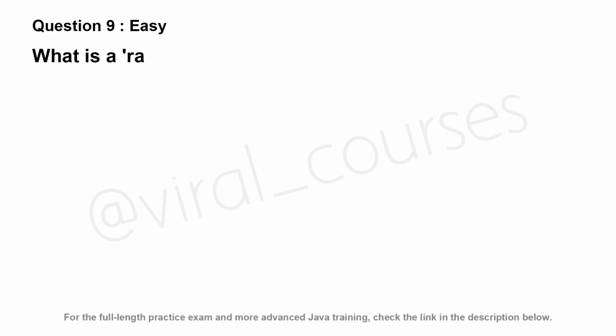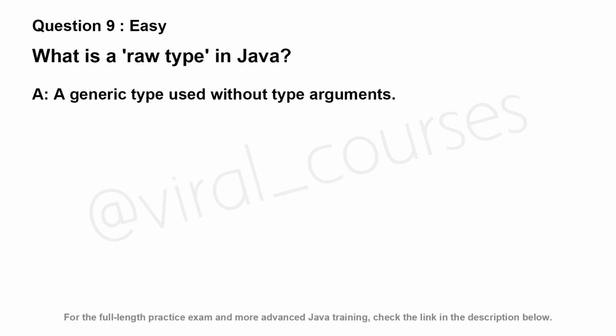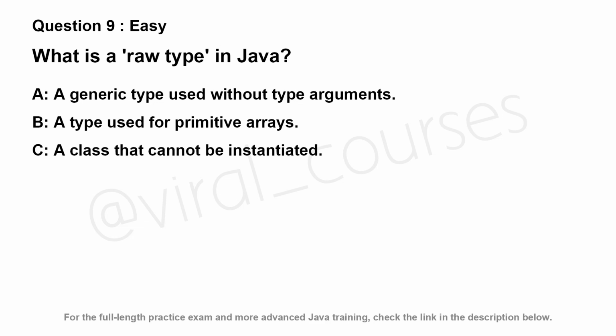What is a raw type in Java? Option A. A generic type used without type arguments. Option B. A type used for primitive arrays. Option C. A class that cannot be instantiated. Option D. A type that is defined inside a method.